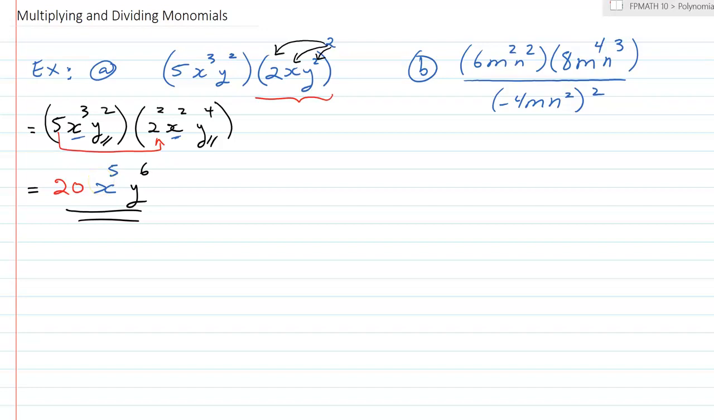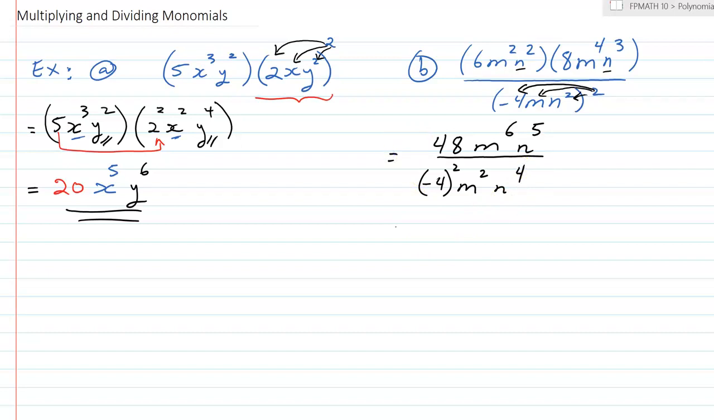Okay, example B, let's go through that. I'm going to polish the top first. So multiply 6 and 8, that's 48. And then m squared times m to the 4th, that's m to the 6th. n squared times n to the 3, that's n to the 5. Remember, you're adding the exponents when the bases are the same. The denominator, you've got a power of a power, so we have to deal with that. Minus 4 squared, be aware of that. Then m squared, so this 2 belongs to all of these. All right, and then n to the power of 4. Great.